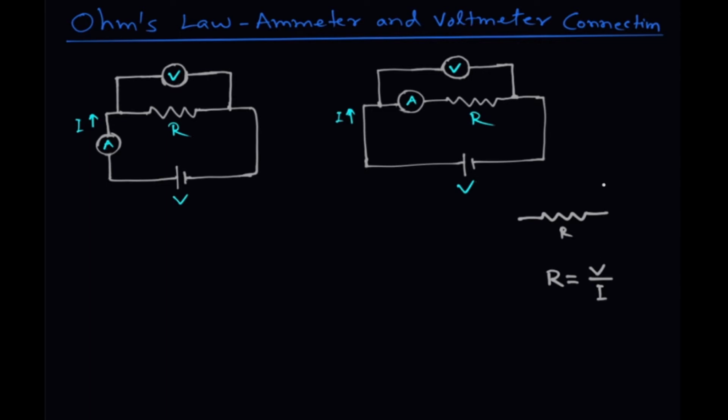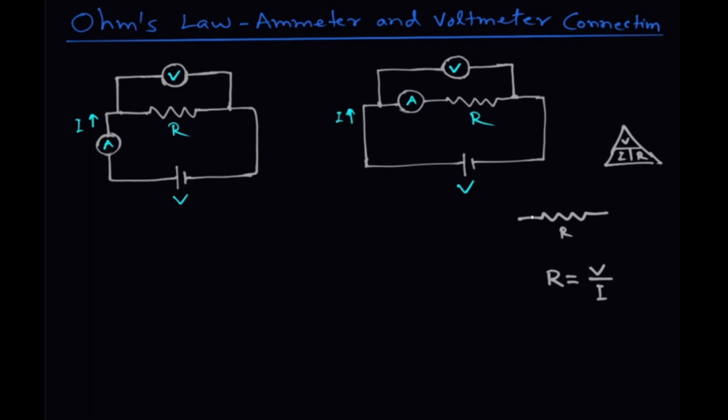If you have forgotten this, then you can recall the Ohm's law triangle. That is V at the top, this is I, this is R. V is equal to IR, I is equal to V divided by R, or R is equal to V divided by I. So from this formula we can calculate the resistance. By measuring the voltage across the resistance and the current flowing through the resistance, we can calculate resistance R.